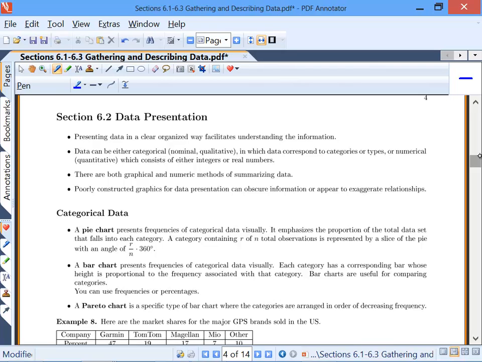If you use poorly constructed graphics for your data presentation, then you can obscure the information or appear to exaggerate relationships. Okay? Have you heard of the book How to Lie with Statistics? It's a fairly famous book. What happens is you can change a graph so that it looks like it's saying something it's not. And we really need to be careful when we do statistics that we give results that are accurate and not misleading.